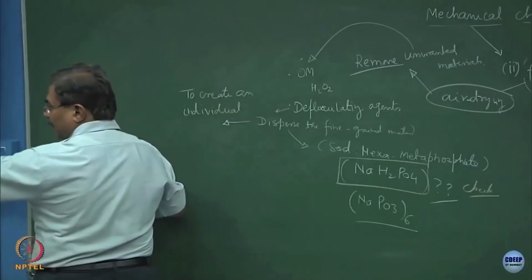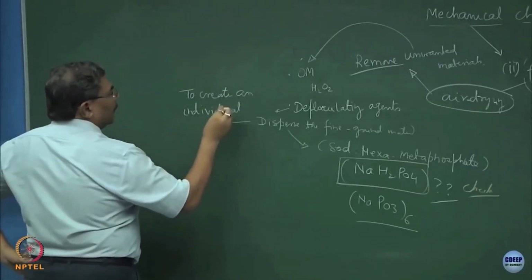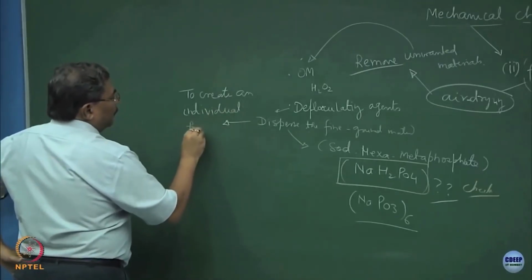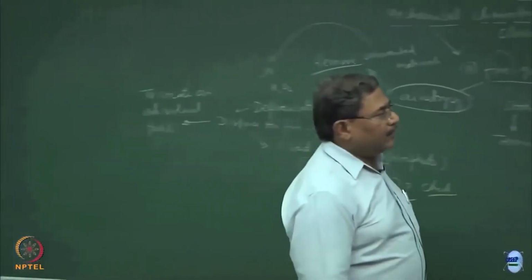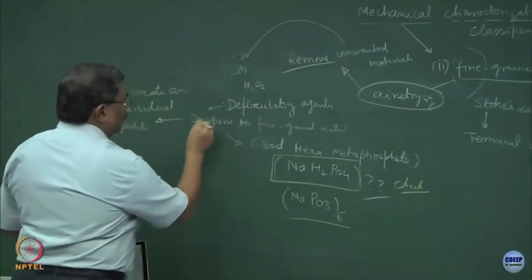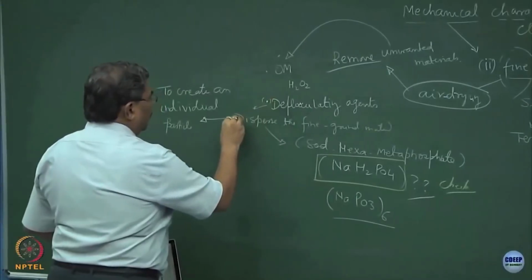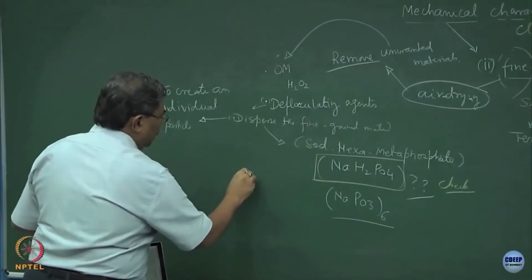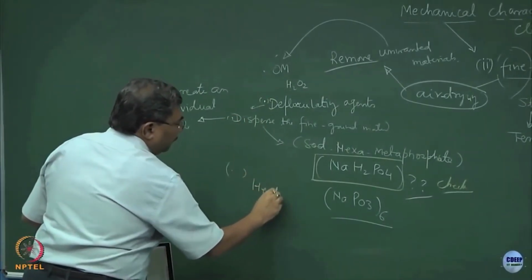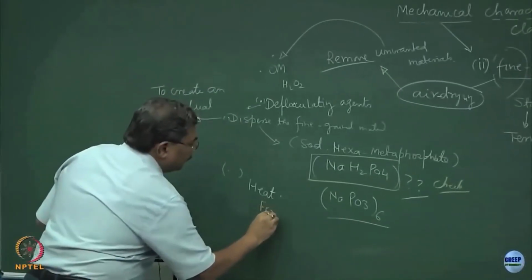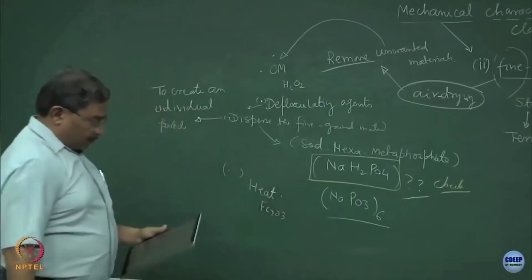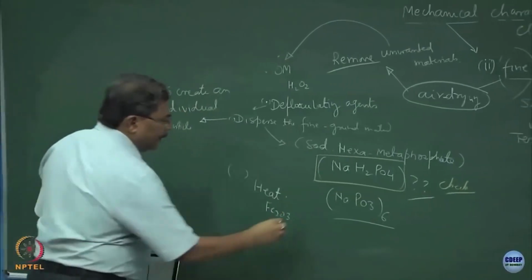Just check it out, give me the correct formula. To create an individual particle which would fall in a column of water. Sometimes what we do is we heat it also, to get rid of the compounds of Fe2O3 which are mostly present in the soil, and Al2O3.